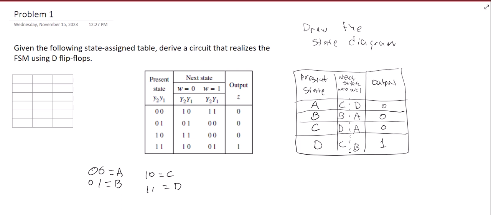Notice that the output does not depend on the input. I only have one column; my output depends only on what state we're in. The output is from the present state, so that means this is a Moore machine. Moore output does not directly depend on input.